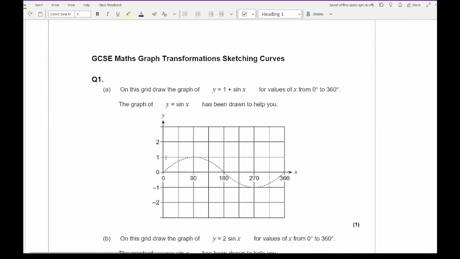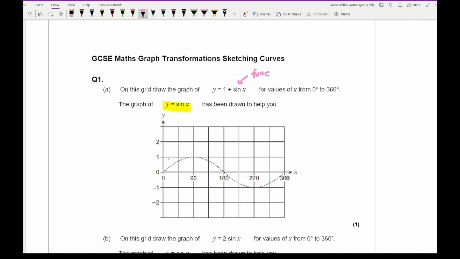Looking at question 1, it says on the grid, draw the graph of y equals 1 plus sine x for all the values of x between 0 and 360 degrees. The graph of y equals sine x has been drawn for you to help. So let me just load that up. Here we've got our original equation, which is y equals sine x. And as you can see, we're doing something to the function, because I can still see sine x, and what I'm doing to the function is adding 1.